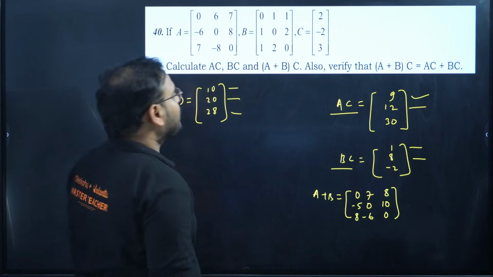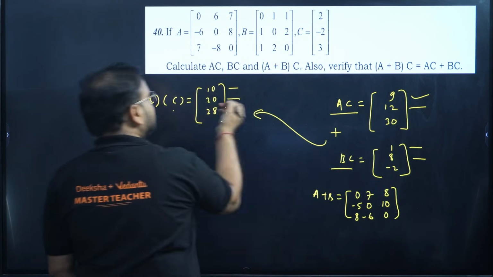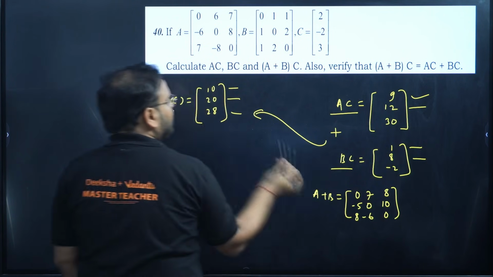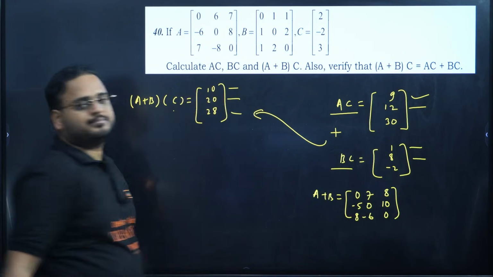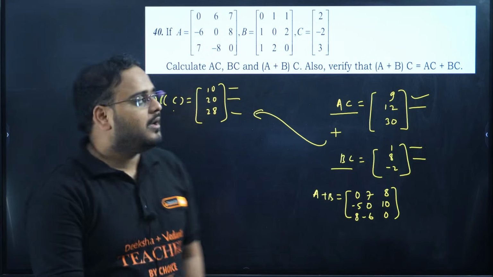They're saying prove that the sum of these two is equal to this. Please check. 9 plus 1 is 10. 12 plus 8 is 20. 30 minus 2 is 28. Any question can come easier than this? No, sir. Very simple problem. Again for 5 marks.